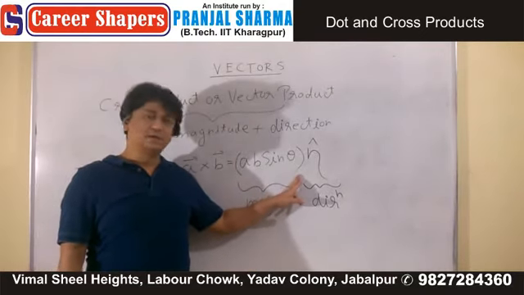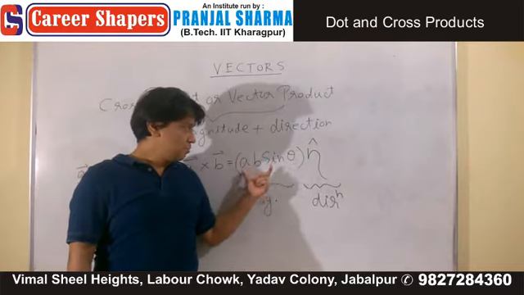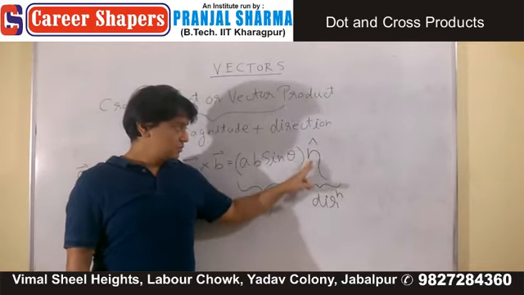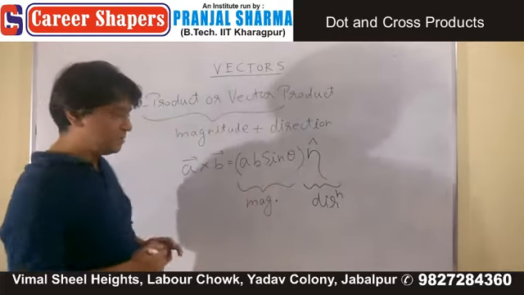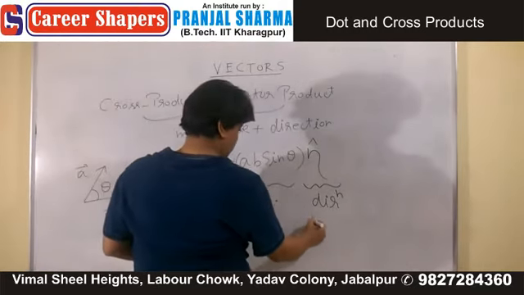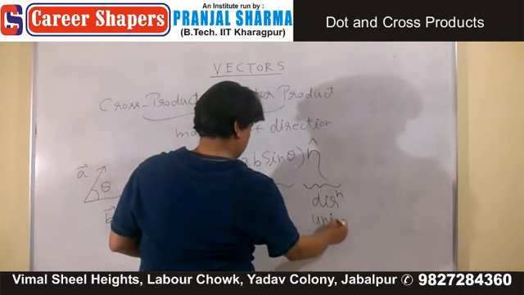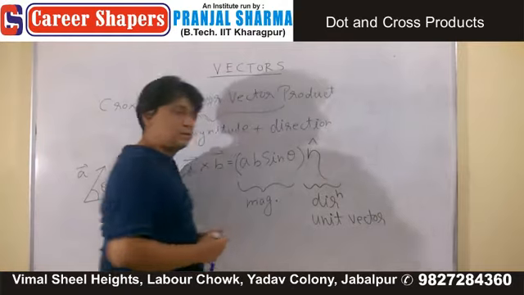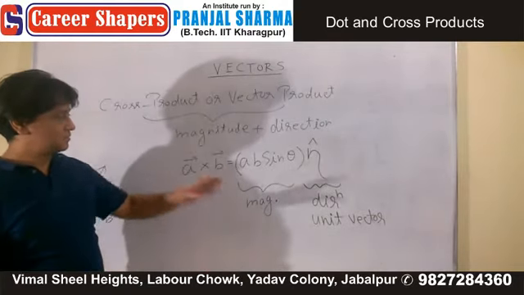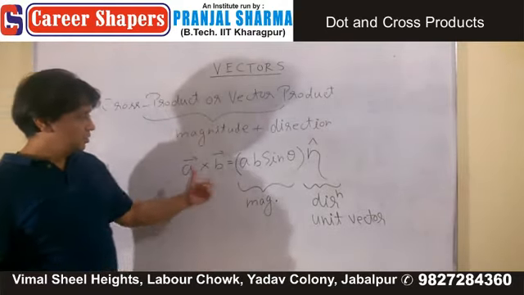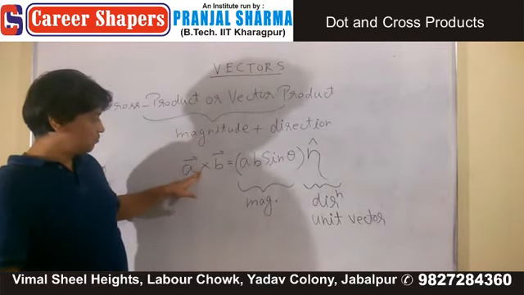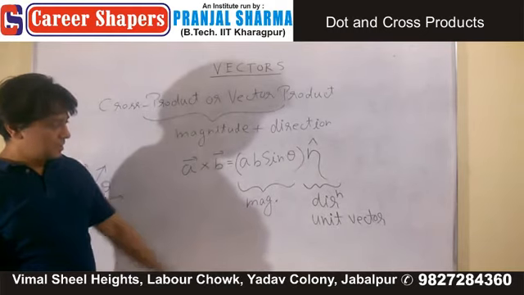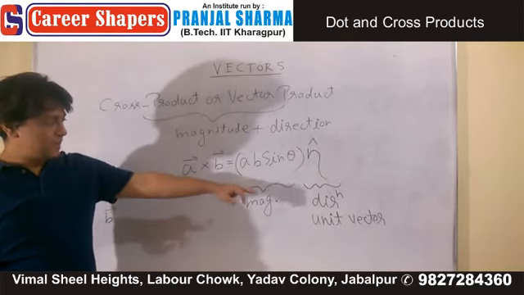AB sin theta is giving you the magnitude. Magnitude followed by unit vector. This eta cap, also remember, is a unit vector. You'll understand it in just a minute. As of now, write down this formula, AB sin theta, eta cap. This is the magnitude and this is the direction.